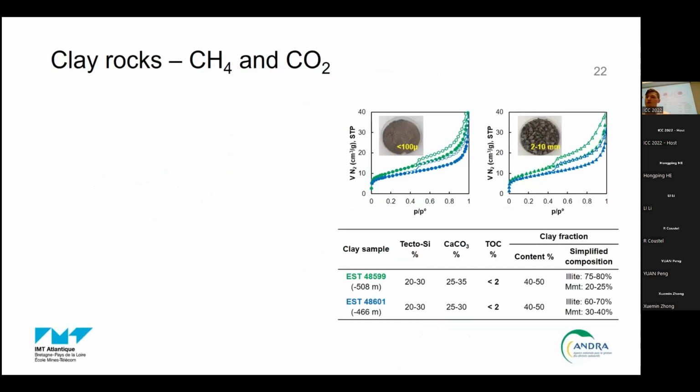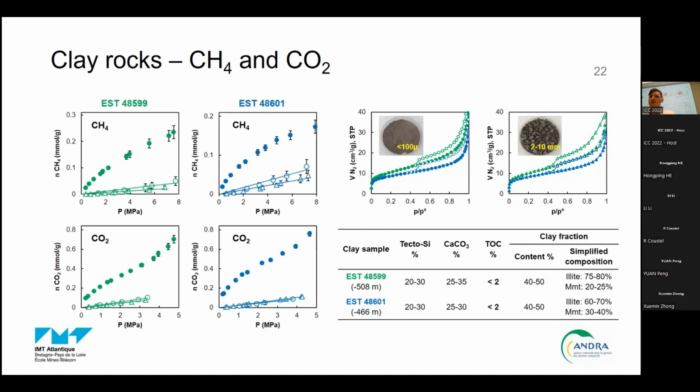So finally, we got to clay rocks. These clay rocks were provided by Andra, which is in charge of nuclear waste management in France. They come from different depths, and their main difference is that one of them has a slightly higher swelling fraction content. These samples were characterized in finely ground and roughly crushed states. The nitrogen isotherms look exactly the same, which means that the fine powder represents pretty well the microstructure of the bulk rock.